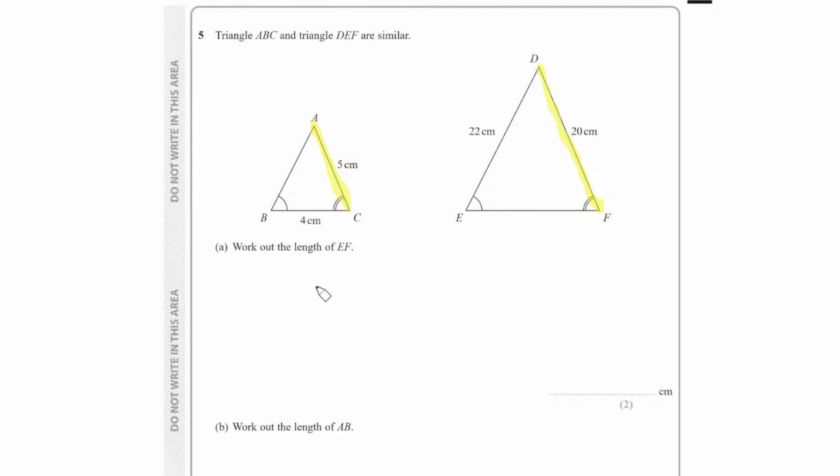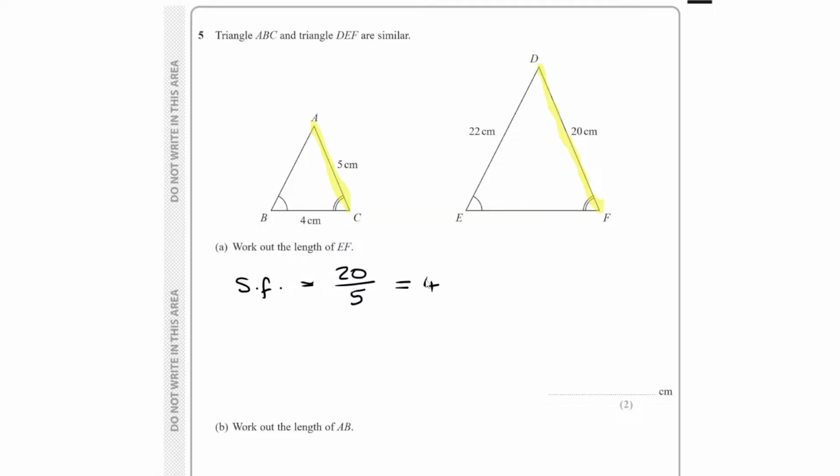Now you can work out your scale factor by dividing them in whichever order. I normally like to divide the bigger by the smaller. Don't know why, that's just my preference really. You can divide it however you want, as long as you divide it, right? That's the point. I like to do it this way around, I just think it's a bit easier. Obviously that gives me 4. So what I'm saying is the second triangle is 4 times the size of the first triangle, isn't it?